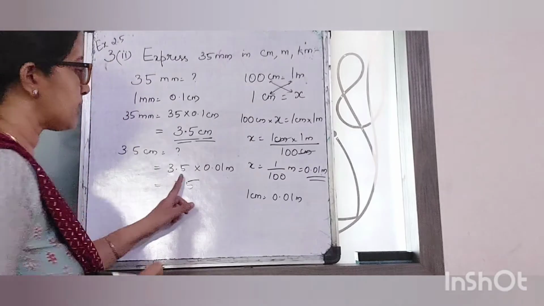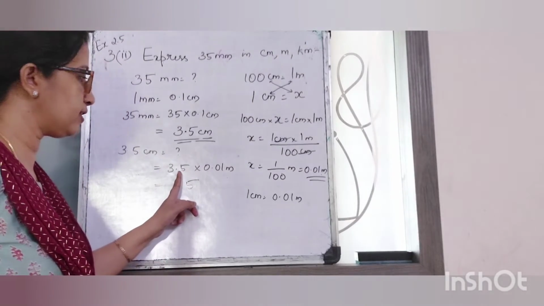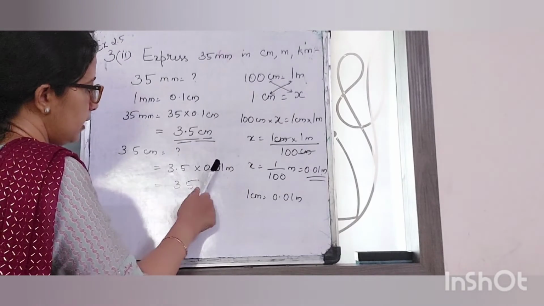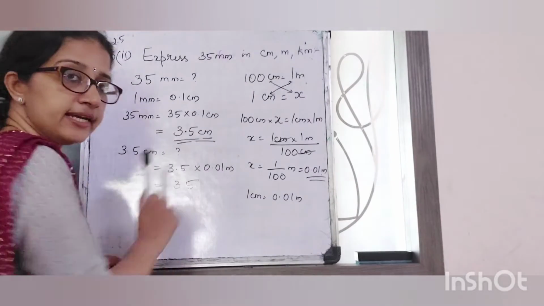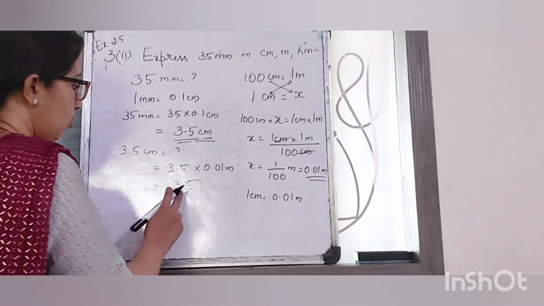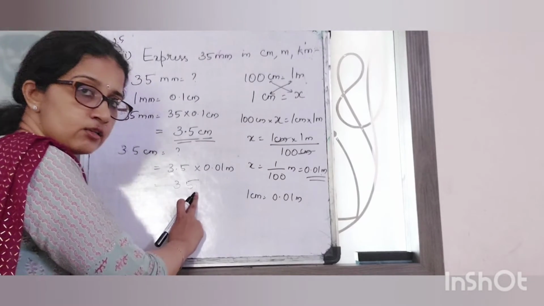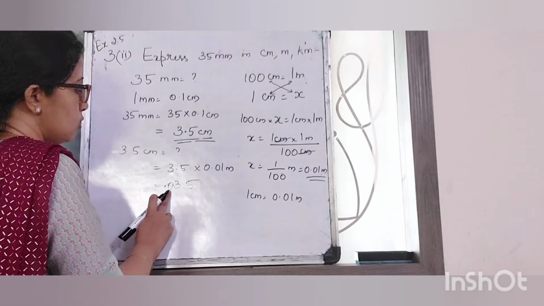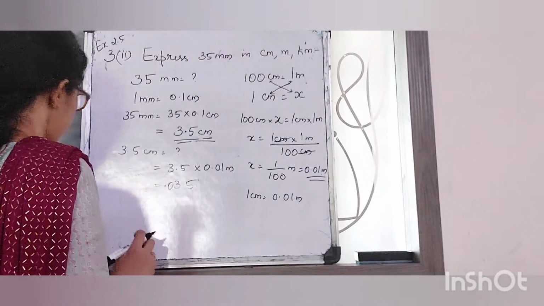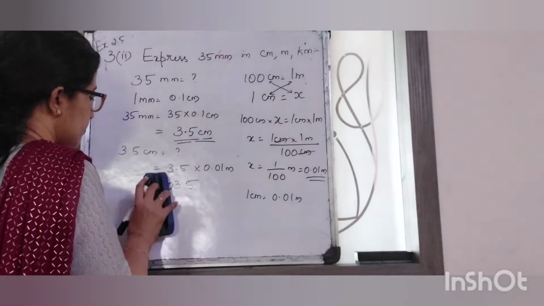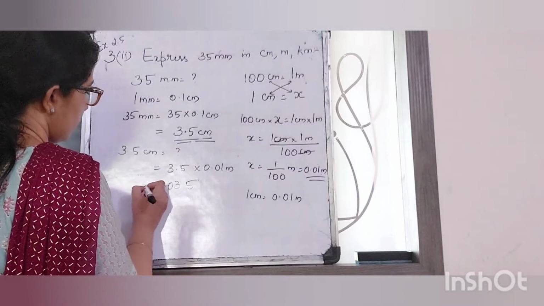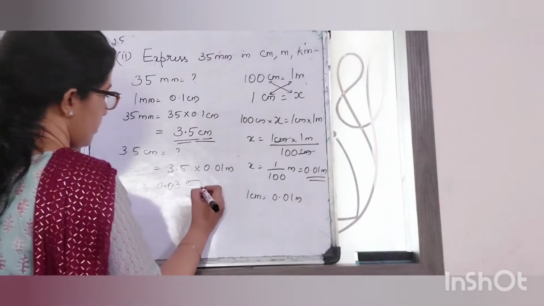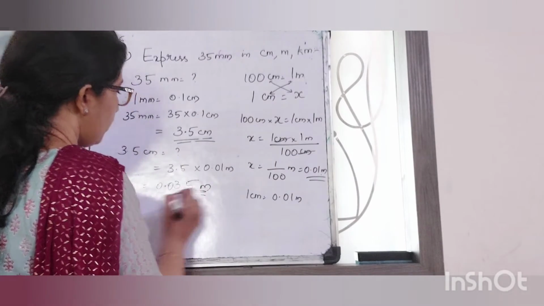And how many digits should we leave to the right hand side of the decimal point? Here 1 and here 2, so totally 3 digits we should leave. Here 2 digits are there, so we should include a 0 in the front. So 0.035 meter. 0.035 meter.